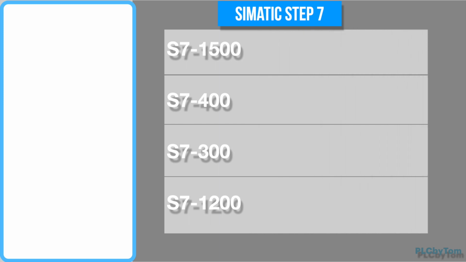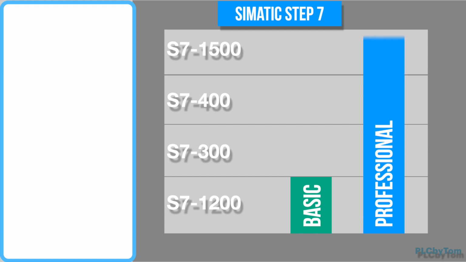There are two variants of SIMATIC Step 7 engineering tool. Basic, which is used for programming and configuration of controller S7 1200. Since SIMATIC Step 7 Professional is used for other controllers including S7 1200. For simple applications it is enough to use the S7 1200 controller, and for configuring and programming it, SIMATIC Step 7 Basic is sufficient.